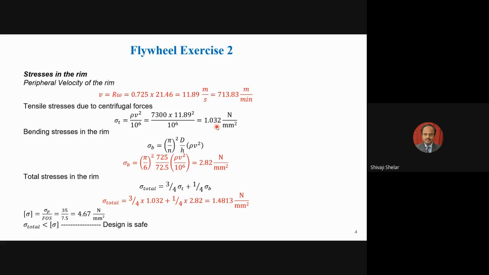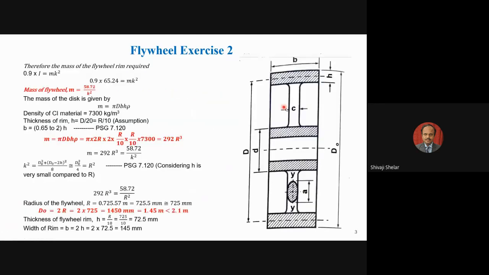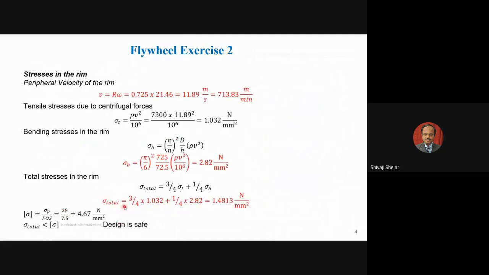So one part of the flywheel we have checked. If we go to the diagram here, this part we have checked. What are the stresses induced in this part, that is the rim part, that we have checked, and we have found out for the given calculated geometry, these stresses are within the control. So our design is safe.